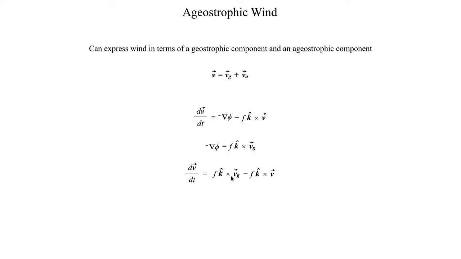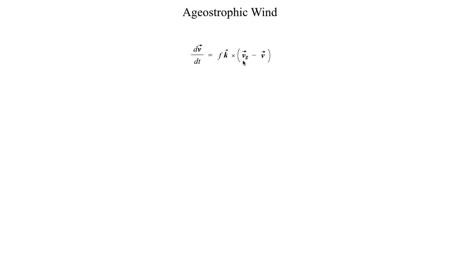One of the nice things about cross products is we can use the distributive law, just like with any other multiplication, and we can rewrite this equation like so. We get dV/dt is equal to f k hat cross the geostrophic wind minus the actual wind. Now we can use our definition that we started with earlier: the actual wind is equal to the geostrophic wind plus the ageostrophic wind. If we rearrange this a little bit, we get that the actual wind minus the geostrophic wind is equal to the ageostrophic component of the wind.